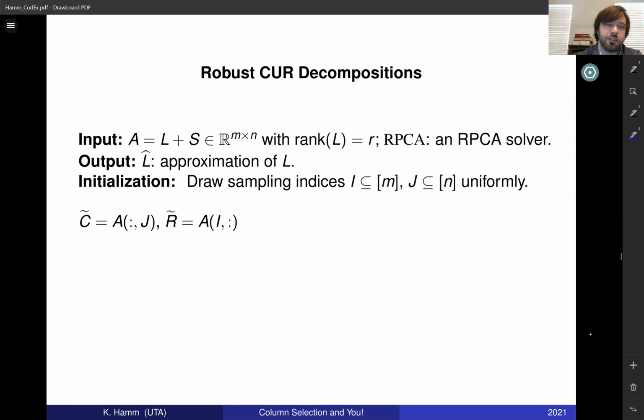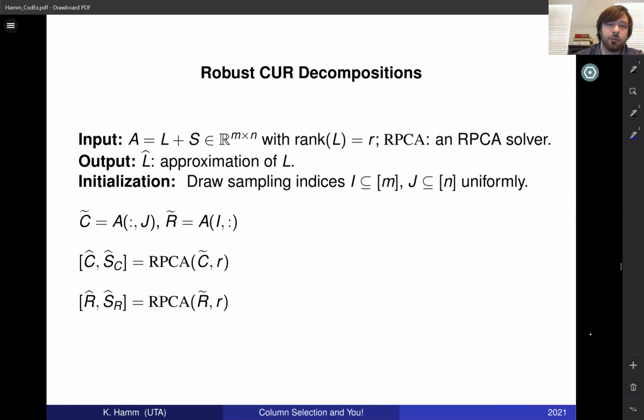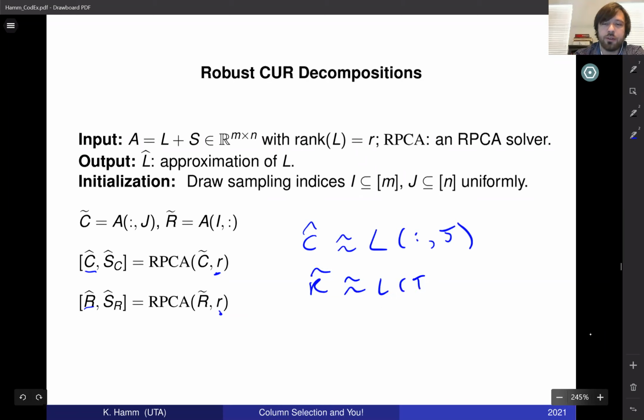So what I'll do is perform robust PCA with my target rank parameter R on both the column and row submatrix of the noisy observations. That will return estimates of the column and row submatrices of L. So C hat here should be the column submatrix of L, and R hat should be the row submatrix of L according to those indices. And then I also get the column and row submatrices of the sparse noise S.